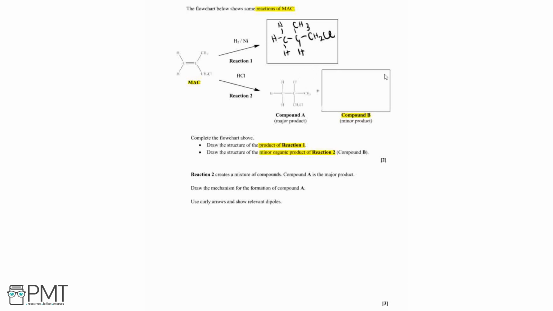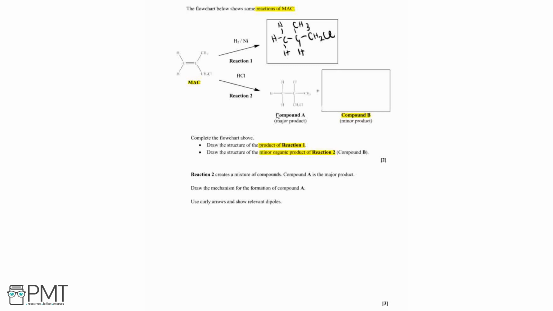So now the structure of the minor organic product of reaction 2. So these reactions are electrophilic addition reactions, and we've got the reaction with HCl over here overall. And this is going to, again, add on across this double bond. So we can see that with the major product, we've added on our chlorine to this carbon here and our hydrogen to this carbon here. And the reason why this is the major product is because it would have gone via the most stable intermediate.